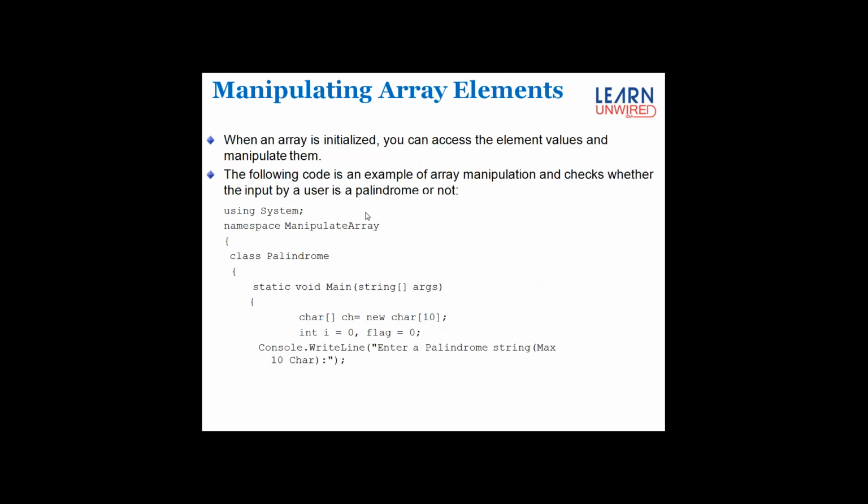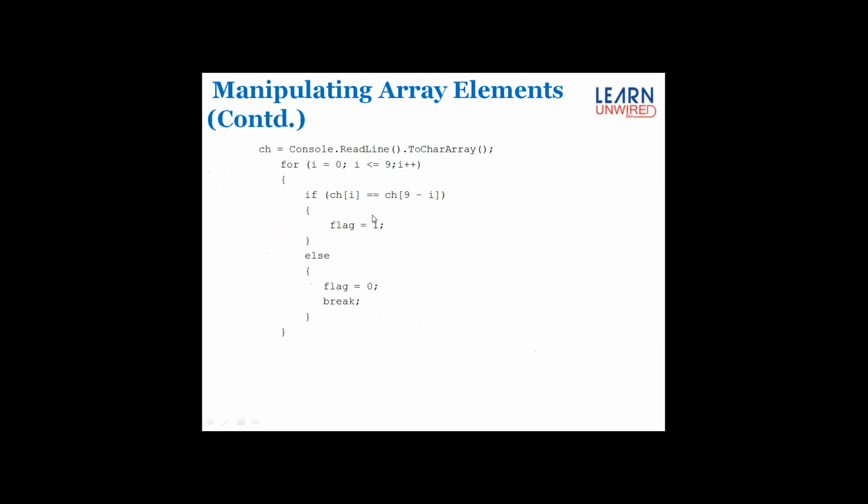Since we have an array of 10, we are executing the for loop. Index starts from 0, so the for loop runs from 0 and continues up to 9. 0 to 9 will make it 10 times. Then we are checking. So what is a palindrome? Where it is the same from both ends, the first and the last.